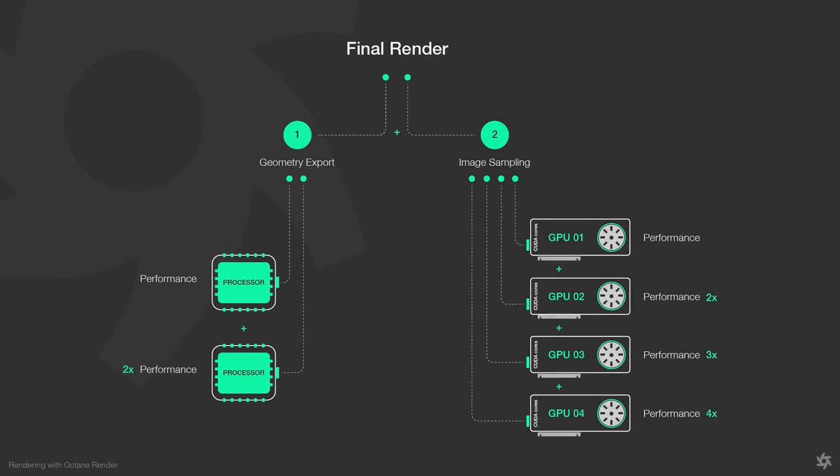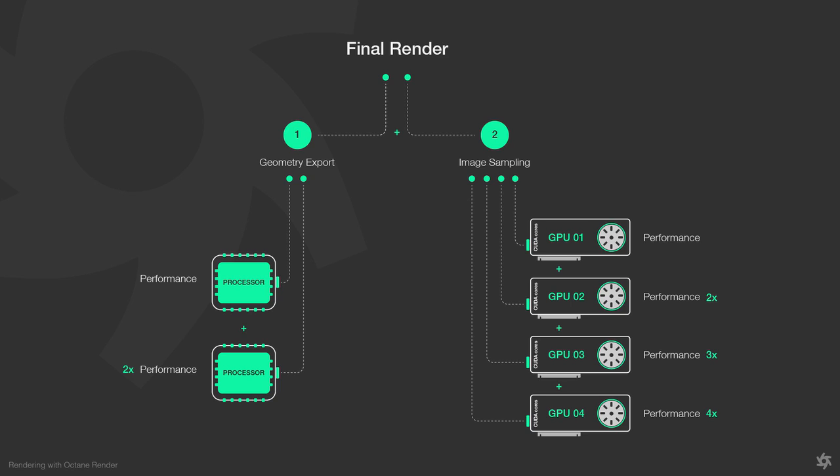Hello and welcome to this quick introduction to Octane Render for Cinema 4D. Before we dive into using the engine, let's briefly talk about some of the theory behind it. Octane is one of the first GPU accelerated render engines. What this means is that it uses the GPUs found in your system to generate photorealistic images.